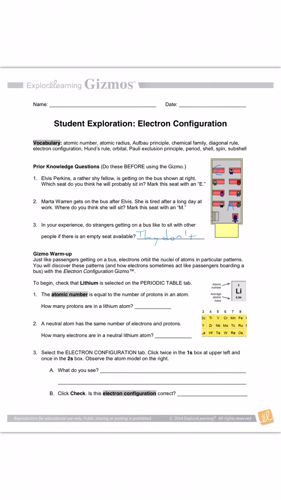Okay, and then we talk about how many protons are in a lithium atom. It's right there, number 3. And because it's an atom and it's neutral, there are 3 electrons. And what do we see when we put a 1s and the 2s? You should see 2 electrons spinning opposite one another, close to the nucleus, and one by itself further away. And it is correct.